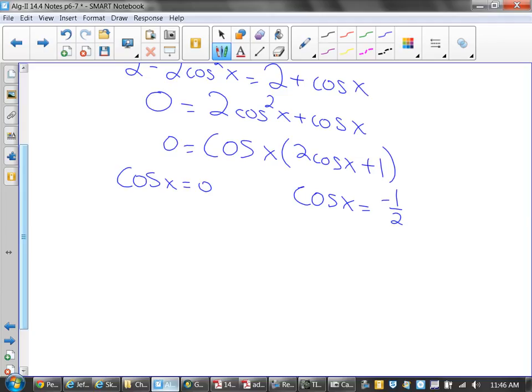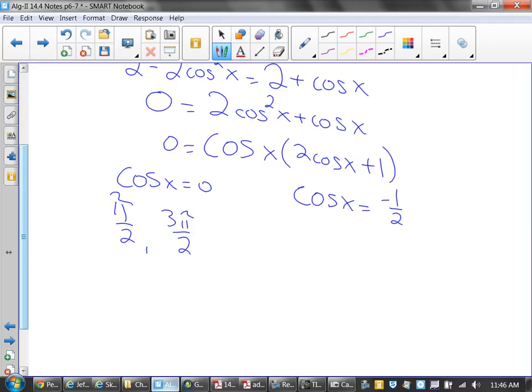Now I have to find x for 2 different parts. We've done cosine of x is equal to 0. Where was that located again? So this was pi over 2 and 3 pi over 2. And now we figure out about cosine of negative 1/2. Which triangle am I in?